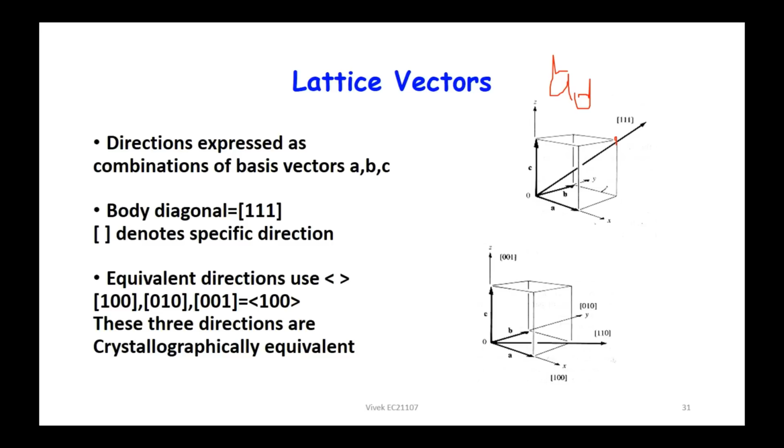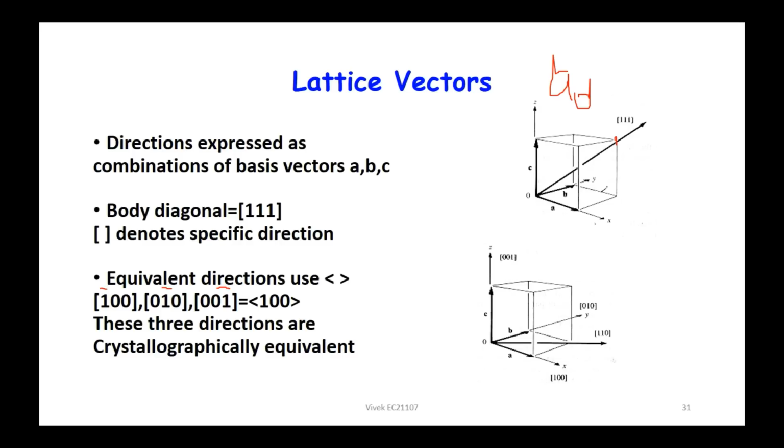In fact, minus a vector, minus b vector, and minus c vector will also be equivalent. So you can say basically minus 1 0 0, or 0 minus 1 0, or 0 0 minus 1. But we do not represent them with a minus sign. Instead, we use a bar. So if there's a vector along the minus a direction, we will use bar 1 0 0. If there's a vector along the minus y-axis or minus b vector, we will use 0 bar 1 0. Similarly, for the minus z-axis, we will use 0 0 bar 1. So these are equivalent directions.